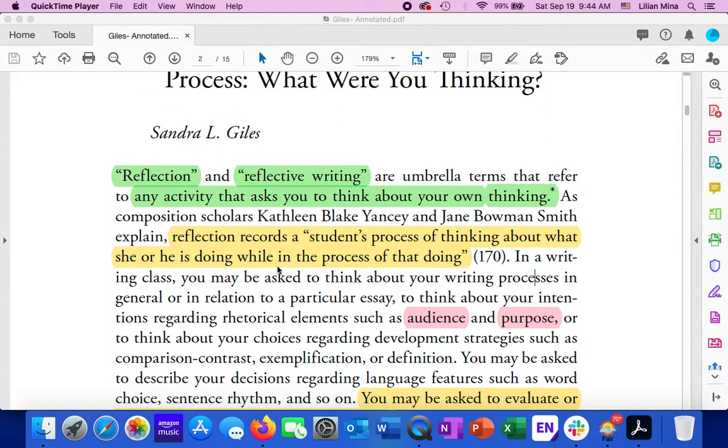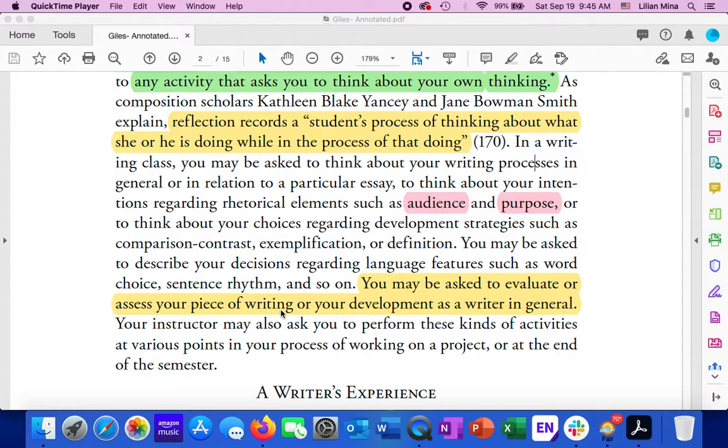And as two of the composition scholars, Kathleen Blake Yancey and Jane Bowman Smith, say, reflection records a student's process of thinking about what she or he is doing while in the process of that doing. So, what happens in your mind as you're writing? Okay, so we focus on things like audience and purpose. We already discussed these in Unit 1 in the context of your narrative.